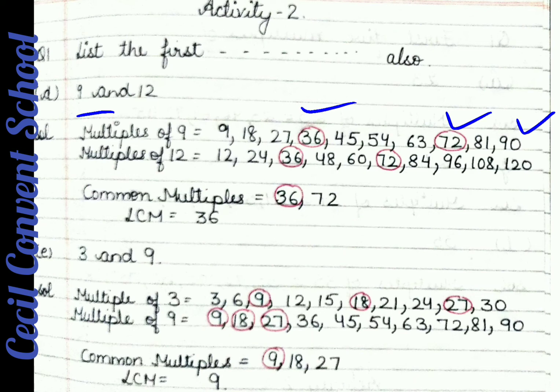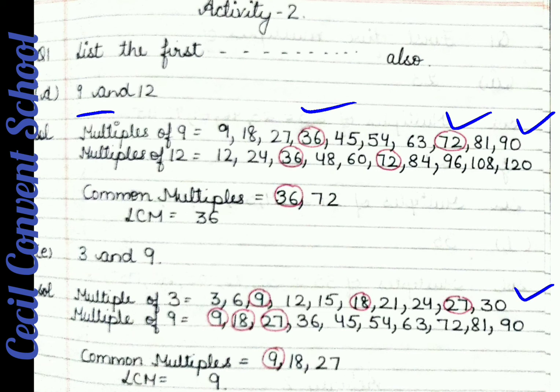Firstly, we write the table of 3. 3, 6, 9, 12, 15, 18, 21, 24, 27, 30. All the table of 3 I have written. Then I write down the table of 9. Same table we will copy from D part in E. 9, 18, 27, 36, 45, 54, 63, 72, 81 and 90.